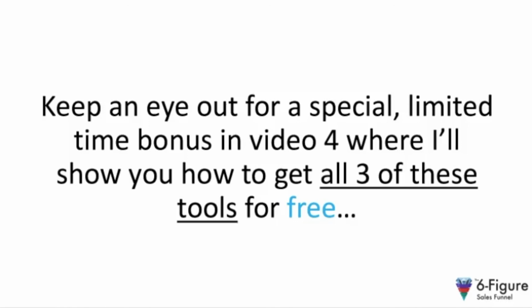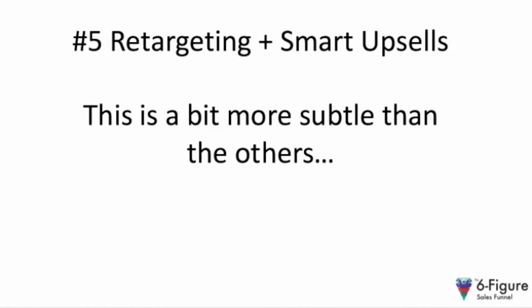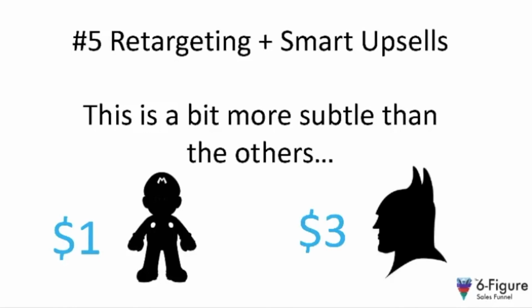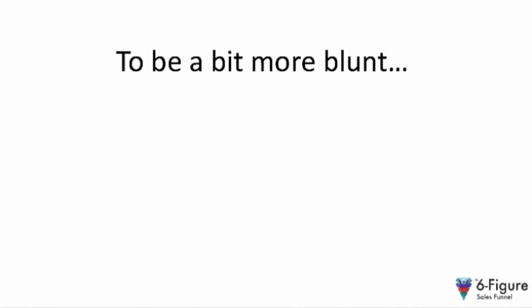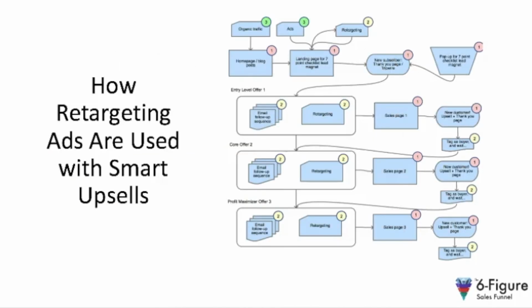It's good stuff. The 5th and final key element in building your sales funnel top to bottom is the way retargeting ads are used with smart upsells. This is a bit more subtle than the others, but it can mean the difference between an email subscriber who is worth $1 on average and one who is worth $3. To be a bit more blunt, it can mean the difference between comfortable profitability or just breaking even. So we're going to talk about the way retargeting ads are used with smart upsells.